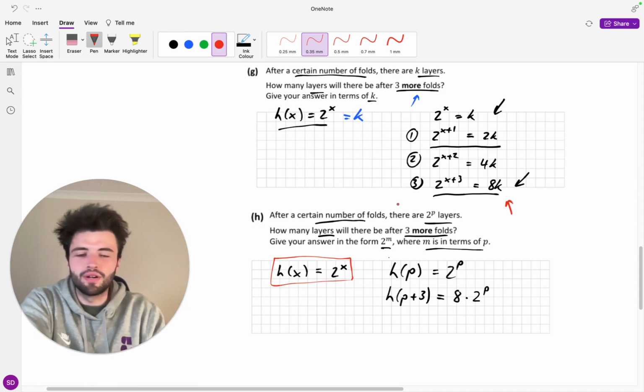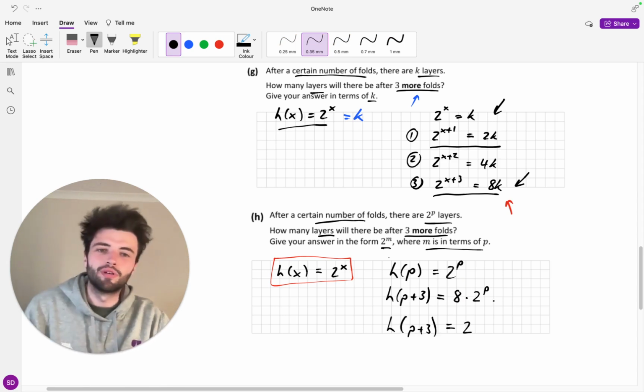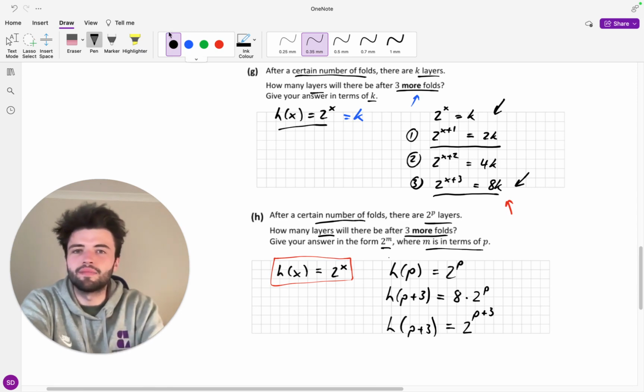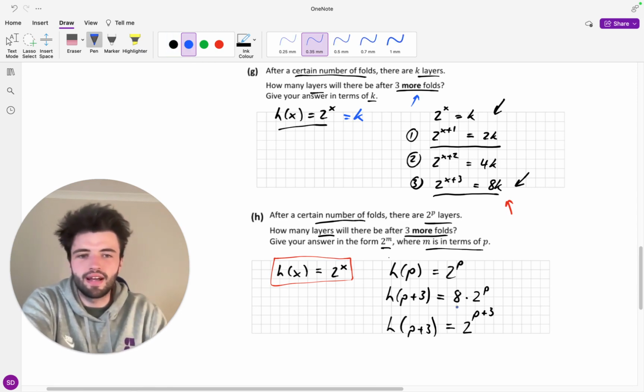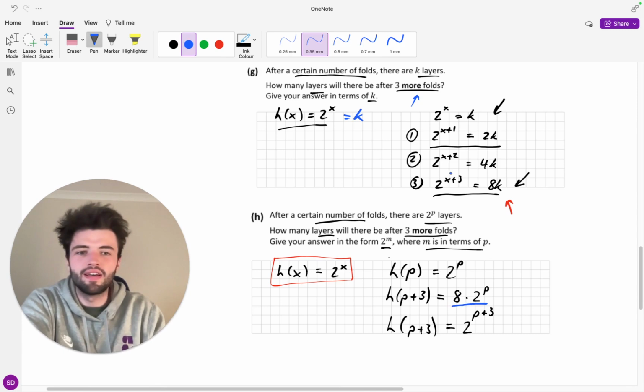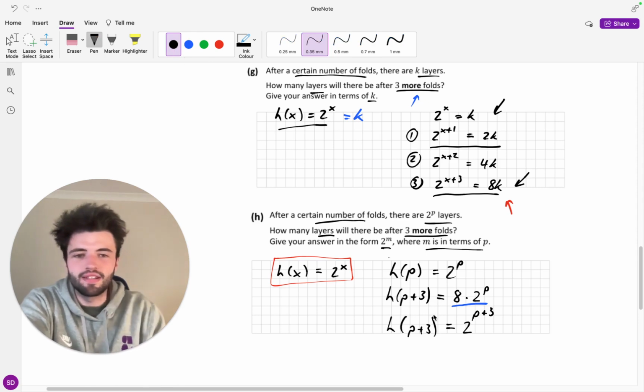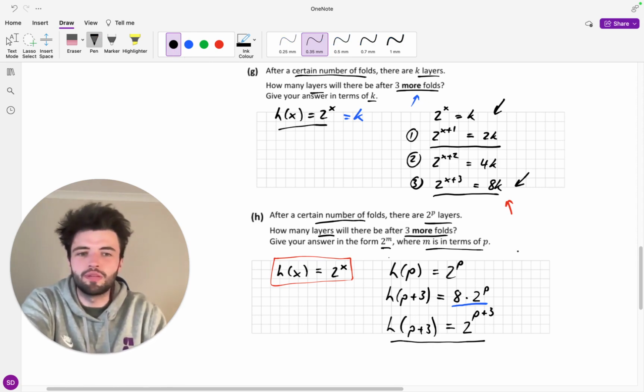And so h of p plus 3 is equal to 8 times 2 to the power of p. But another way to write this is actually just to keep our p plus 3 above the exponent. And so we can also write it as 2 to the power of p plus 3. And this is going to be the same answer as this 8 times 2 to the power of p, because 8 is 2 to the power of 3, and so we're just adding that onto our exponents. And so our final answer here is going to be h of p plus 3 is equal to 2 to the power of p plus 3.